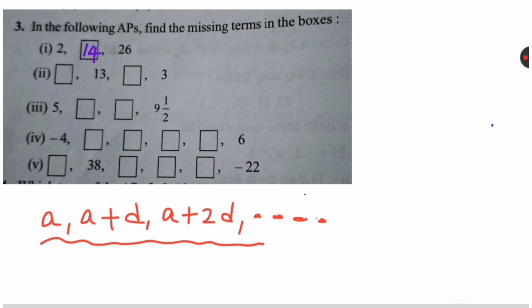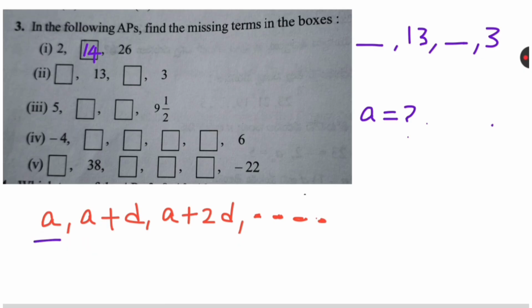Let's see the second question. They didn't give the first term, so we don't know the a value. The second term is 13. The third term we don't know, we need to find out. The fourth term is 3. Usually the arithmetic progression looks like a plus d, a plus 2d, and a plus 3d, and so on, isn't it? So let's use this.